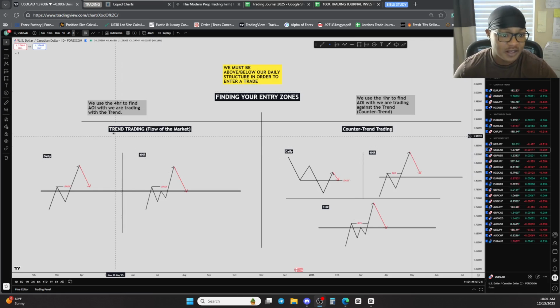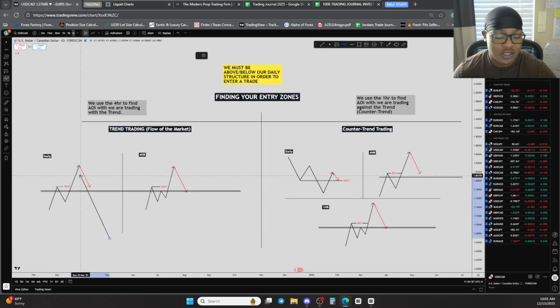So when we're finding the flow of the market, when we're looking for that area of interest with the flow of the market, typically what happens when the daily time frame presents us with the break of structure initiating this continuation move towards the upside, the 4-hour should be doing the same exact thing, initiating this break of structure as well on its own time frame. So as the daily gives us a breakout, the 4-hour is in sync giving us the same breakout.